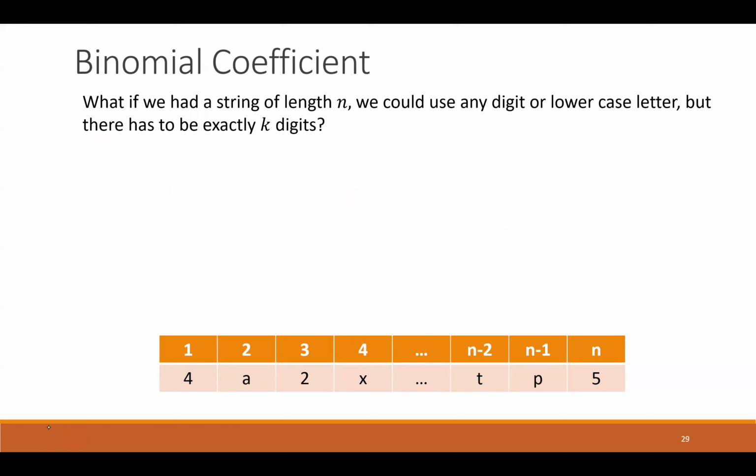All right, so let's look at another variation. I don't know if I'm giving anything away on the assignment, but that's fine. We have a string of length n, and now we can use any digit or lowercase letter, but we need exactly k digits. Again, we'll define a procedure, a sequence of tasks. The first thing we're going to do is choose k locations for our digits.